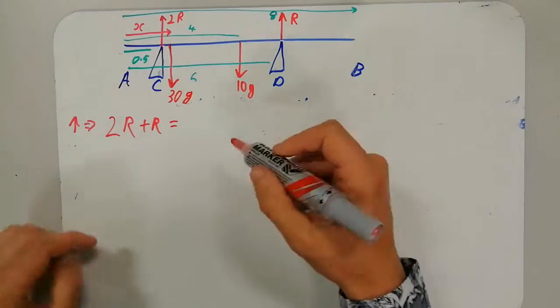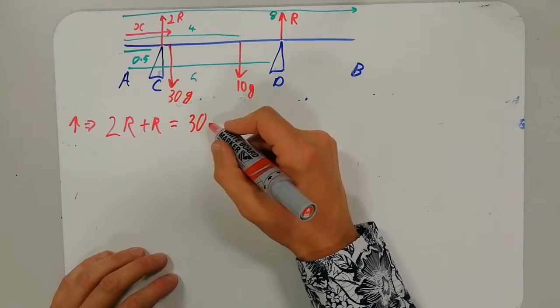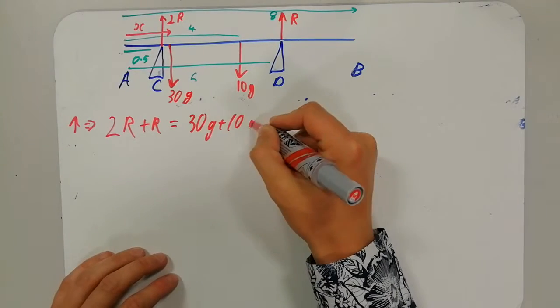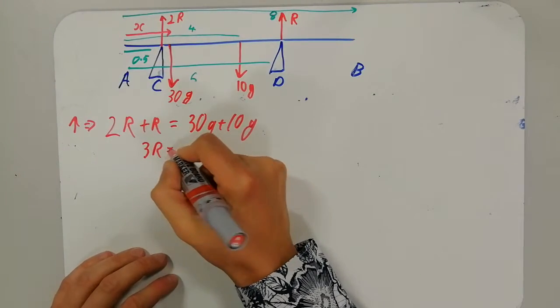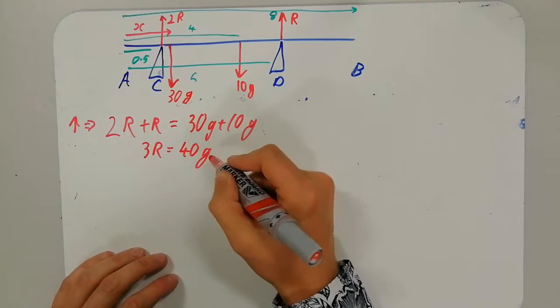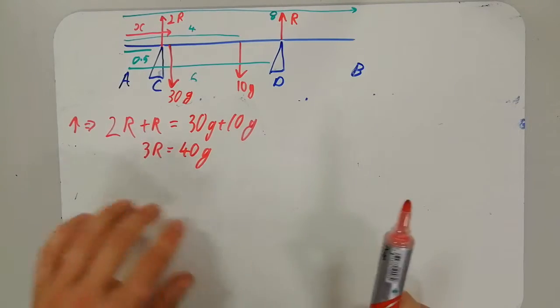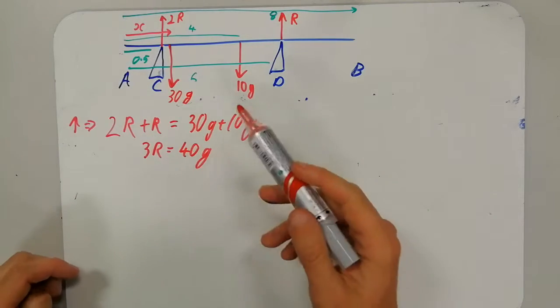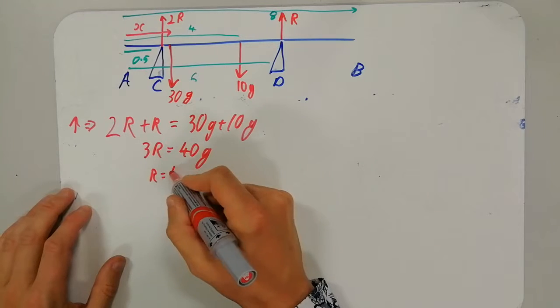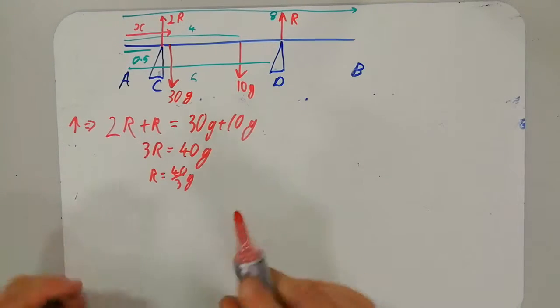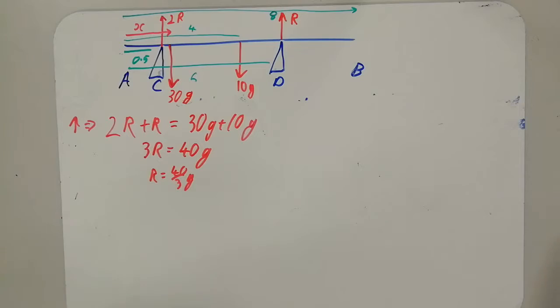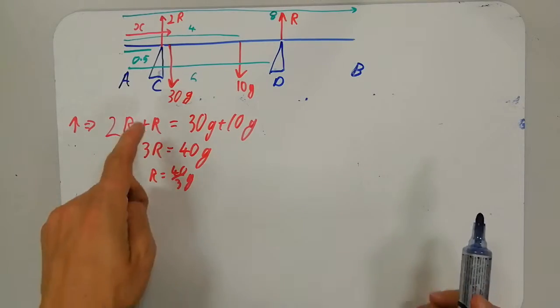Similarly, downwards we have 30g plus 10g, so 3R is equal to 40g. We'll keep it in terms of g for now. It may cancel down later, it may not. We don't care, keep it in terms of g for now. So R is 40 over 3 g. Perfect. Now we'll consider moments.